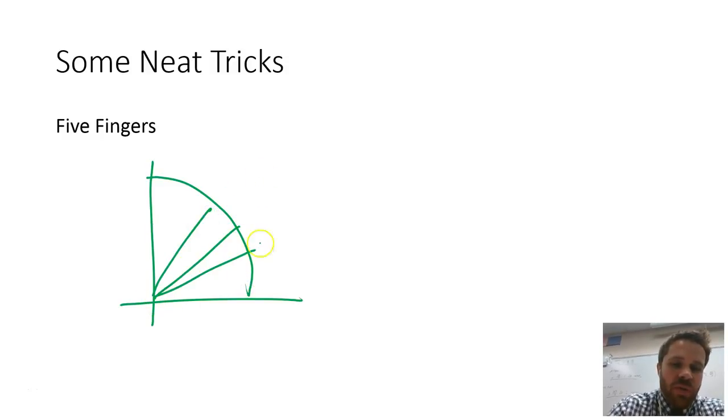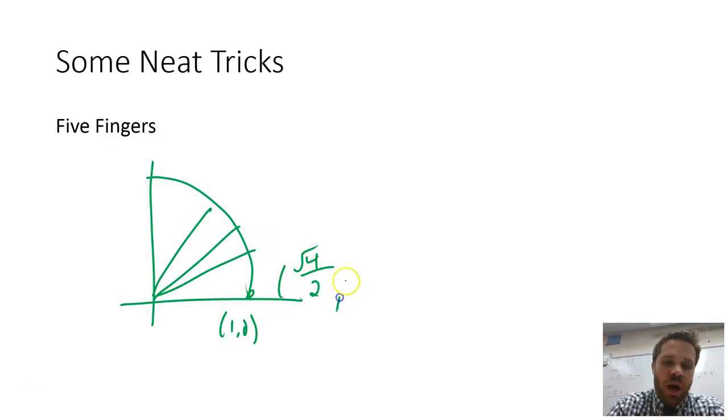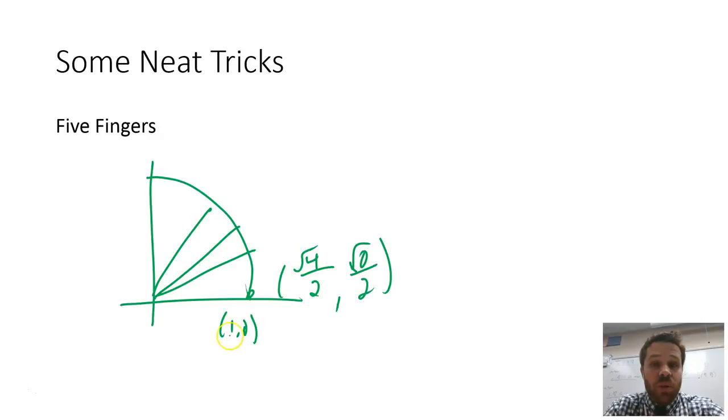So here, we know the coordinates there are 1, 0. I'm going to write 1, 0 in kind of a weird way. So at 1, 0, I'm going to write root 4 over 2, comma root 0 over 2. So let's just make sure that that's correct, right? Root 4 is 2, divided by 2 is 1, and then root 0 divided by 2 is 0 over 2, which is 0. So we're good there.